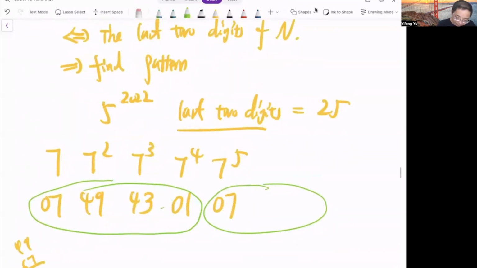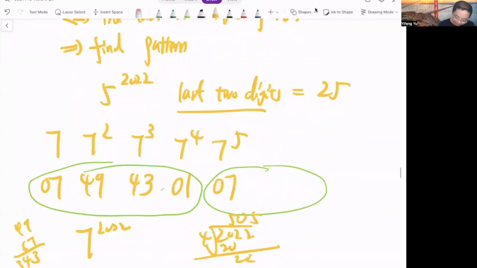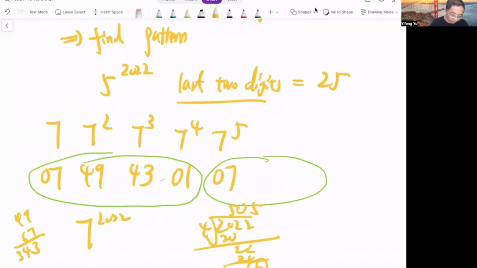And then if we try to look at 7 to the 22, if you divide 22 by 4, right? 5 times 4 is 20, and 5, 20. The remainder is 2, right? And therefore, because the remainder is 2, this is 49. So the last 2 digits of this one is 49.